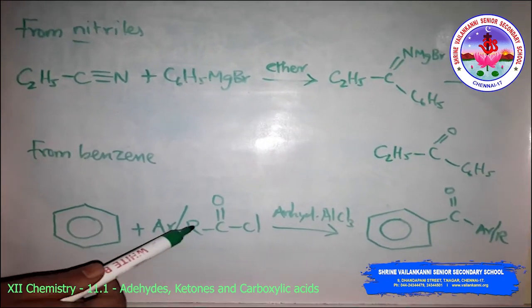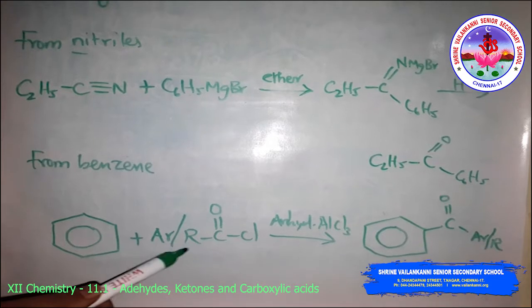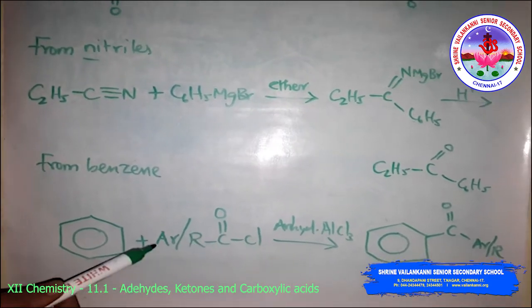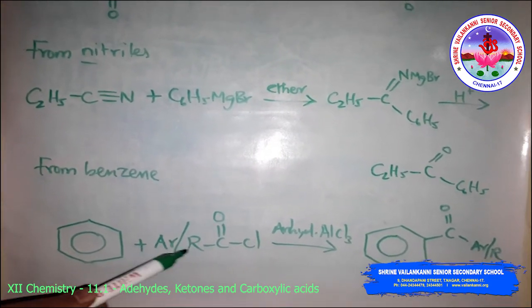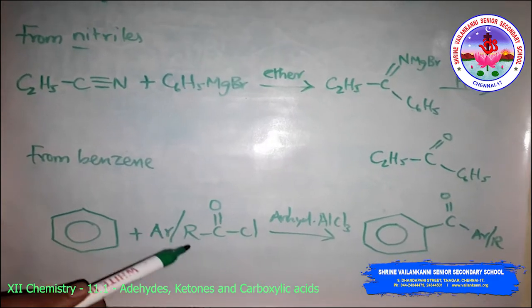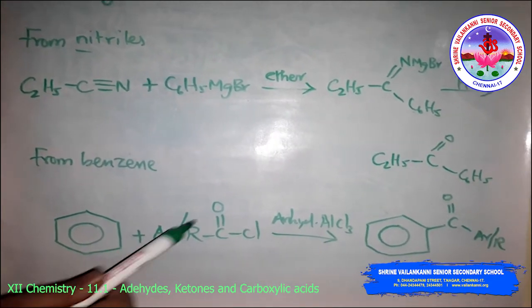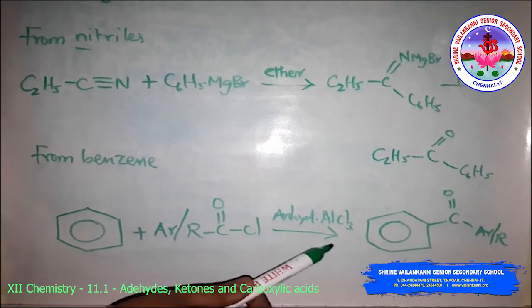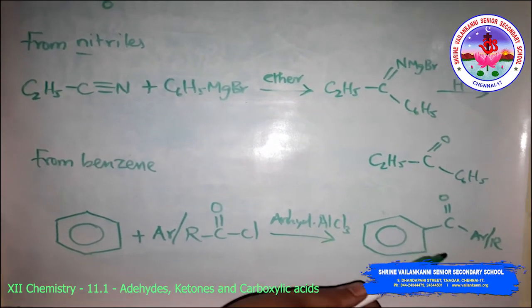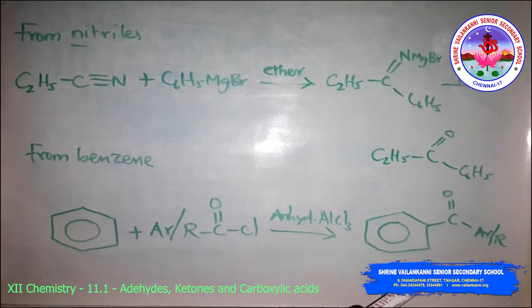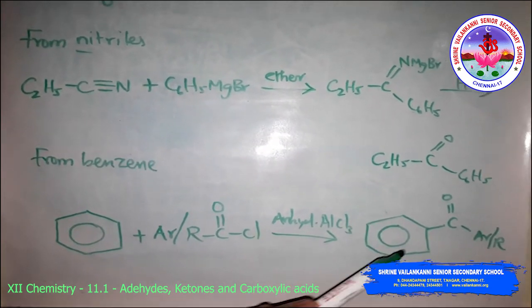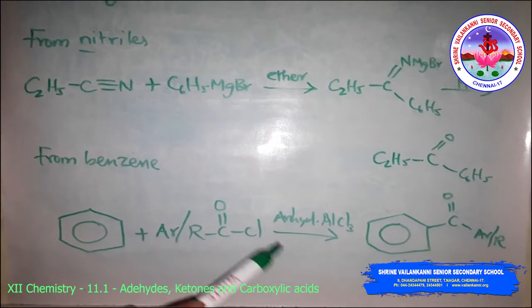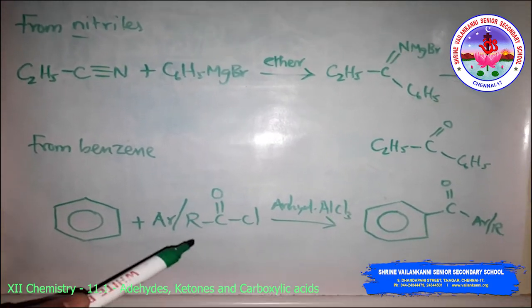Suppose you use acetyl chloride, where R may be CH3, that is acetyl chloride. The aromatic group, the phenyl group, means benzoyl chloride. Using either acetyl chloride or benzoyl chloride in the presence of anhydrous aluminum chloride forms acetophenone or benzophenone. So this is the preparation from benzene or substituted benzene.